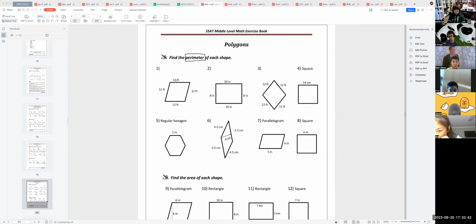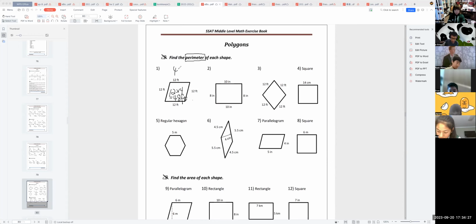So if you want to calculate the perimeter of the first shape, what is the name of the first shape? Does anybody know that? Parallelogram. Parallelogram, very good. So for this one, did you notice that every single line is the same, right? So how do we calculate the perimeter of them? We do 12 times 4. Very good, 12 times 4 equals 48, right? 48, what did I hear? 48 feet. 48 feet, very good.